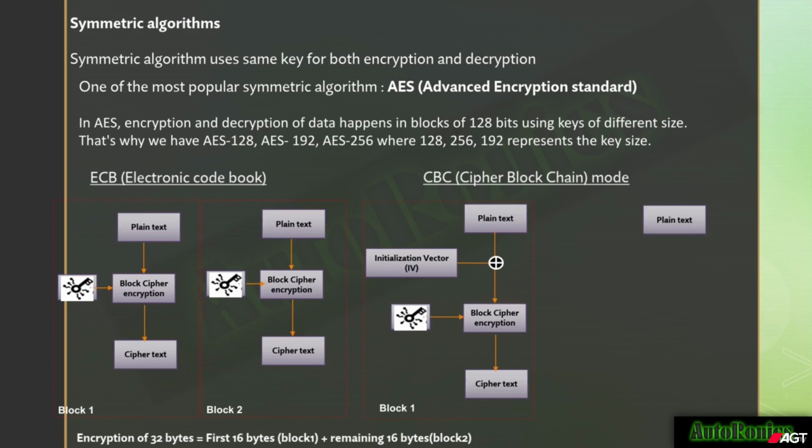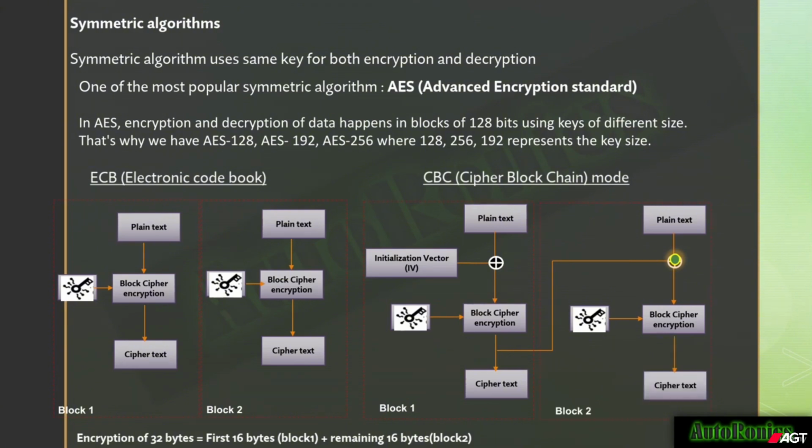Then for block 2 we'll take the remaining 16 bytes as the input or the plain text, and now we'll take the IV, which is nothing but the ciphertext of block 1. So we XOR the ciphertext of block 1 with the plain text of block 2, and we use the same key and the cipher which we used in block 1 to encrypt the data. So this is the way encryption happens in CBC mode.